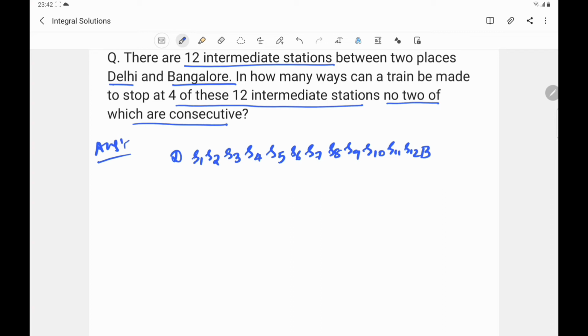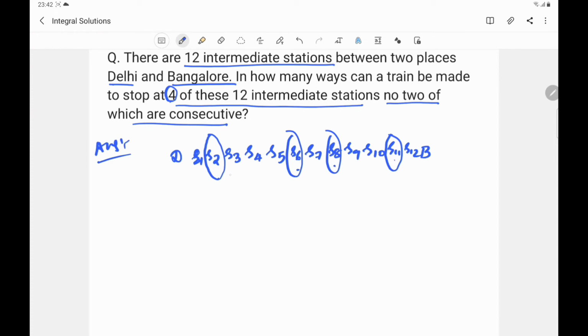Suppose if the train is stopping at station 1, it cannot stop at station 2 because they will be consecutive. So we have to make sure that the train does not stop at 2 stations which are consecutive to one another. Overall it has to stop at 4 stations. Because there are 12 stations, I'll select randomly 4 stations. I have selected this station, this station, this station and this station.